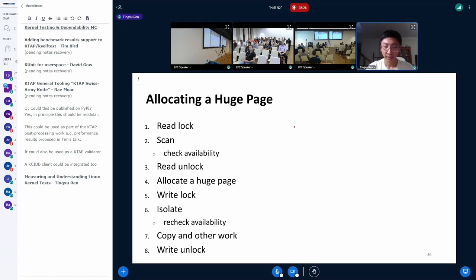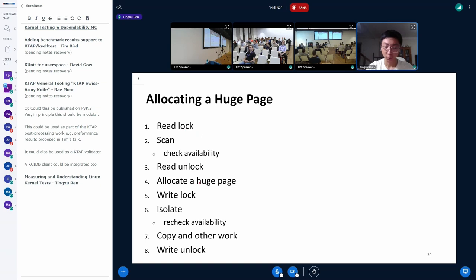Here I'm going to show a concrete example. The way of allocating a huge page here is as follows. There will be a check, for example, to check whether the pages are available to be promoted. And this process is wrapped with read lock and read unlock.